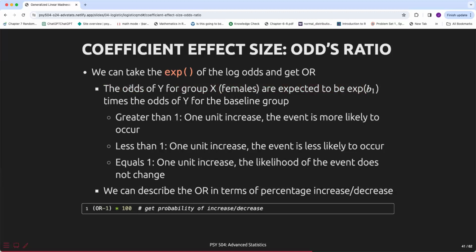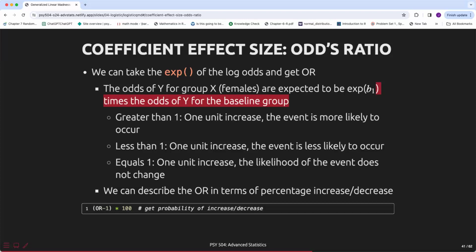So we can interpret this as the odds of Y for group X are expected to be the exponent of the B1 parameter times the odds of Y for the baseline group. When we look at odds ratios, if the odds ratio is greater than 1, we can say that the event is more likely. If it's less than 1, the event is less likely to occur. And if it's just 1, the likelihood of the event does not change. So do you remember the relationship between probabilities and odds and log odds? If we have an odds ratio of 1, what does that relate to in terms of probability?